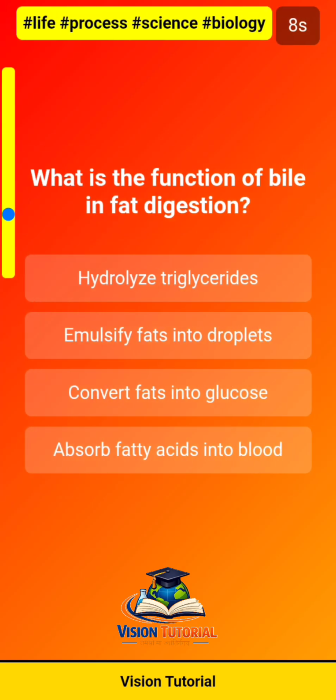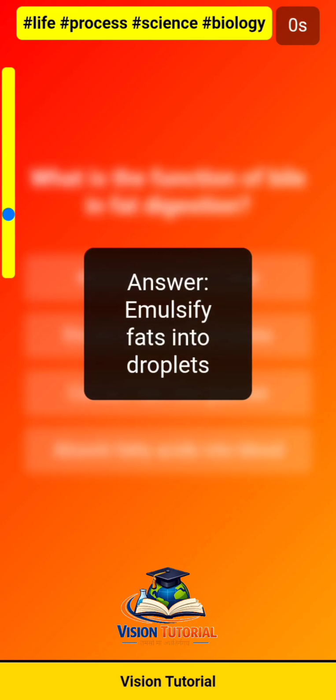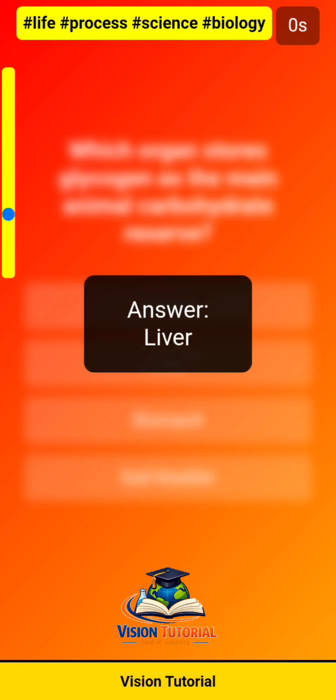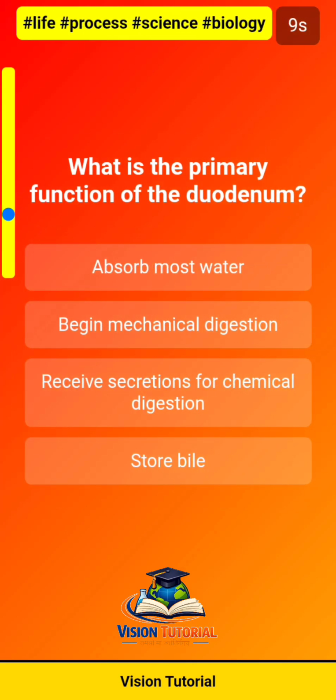The question is, what is the function of bile in fat digestion? Answer: emulsify fats into droplets. The question is, which organ stores glycogen as the main animal carbohydrate reserve? Answer: liver. The question is, what is the primary function of the duodenum? Answer: receive secretions for chemical digestion.